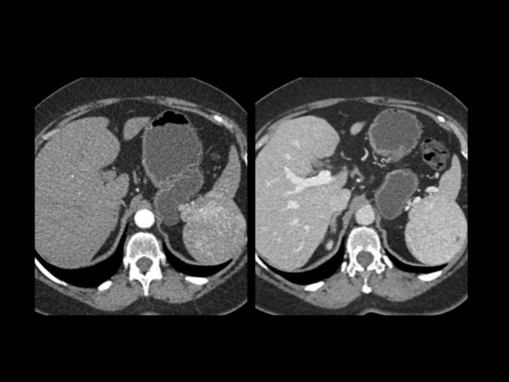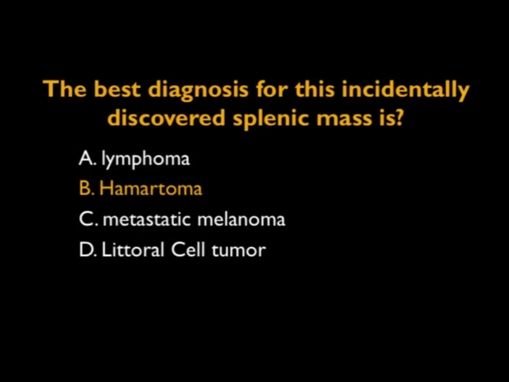Lymphoma would be hypodense and irregular. Melanoma would be usually multiple but hypodense. And littoral cell tumors are more cystic usually, and they're rare tumors. This is the classic example of a hamartoma. We describe hamartomas as mildly vascular but homogeneous on venous phase imaging, and they have this bulge coming off the gland. And it's very, very classic to have this appearance for a splenic hamartoma. They're leave-alone lesions, but often people worry and they're not left alone, and the patients end up with splenectomies.